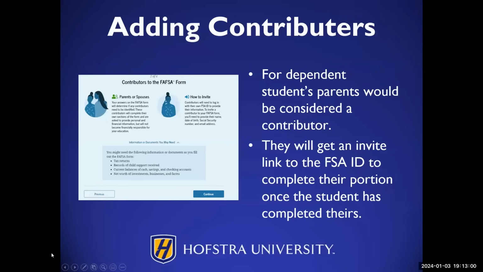So the student is going to be asked once they log into their FAFSA about adding a contributor. A contributor for dependent students would be a parent. So that would be who is considered a contributor. The contributor will get an invite sent to their FSA ID to complete their portion of the FAFSA once the student has completed theirs. So the student will indicate who their contributors are, provide their information, and once they finish their part, parents, you will be able to get your part through an emailed linked invitation.